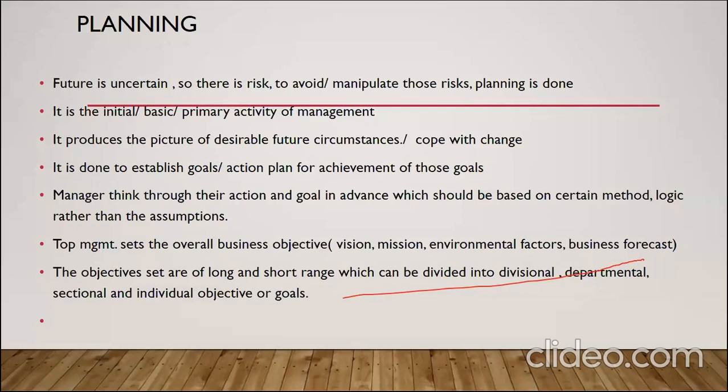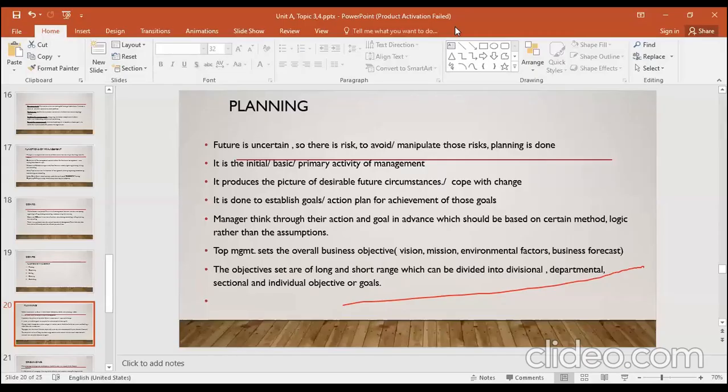It can be regarded as short range when you have established objectives that can be achieved very quickly. Those types of objectives can be divided into divisional, departmental, sectional, or individual objectives or goals.